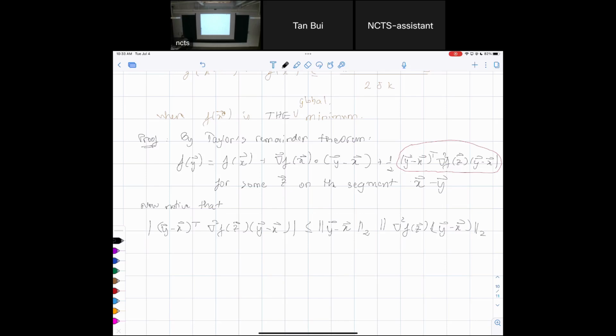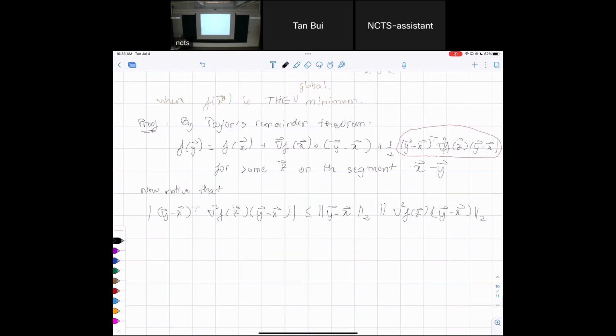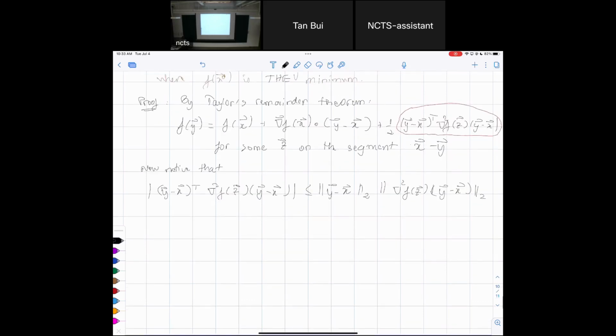What did I just use? Cauchy-Schwarz, very good, right? So I just used the Cauchy-Schwarz inequality. Very good.